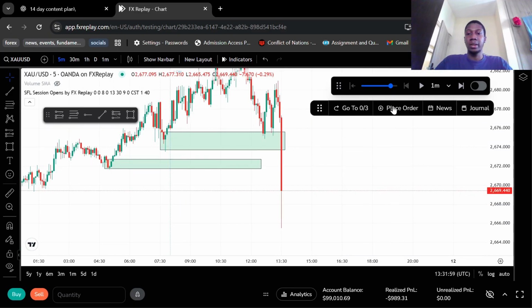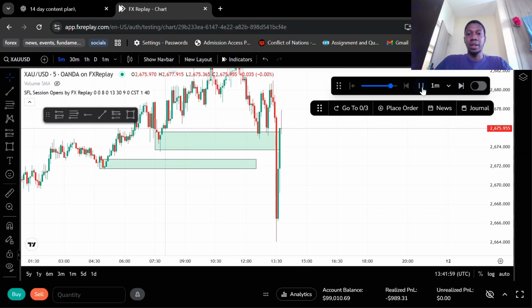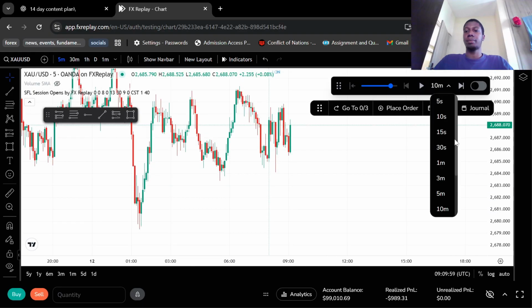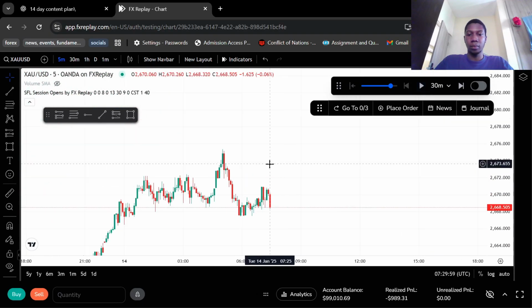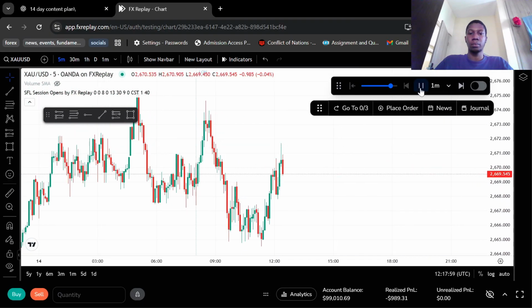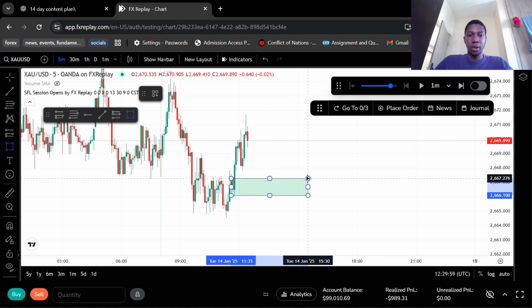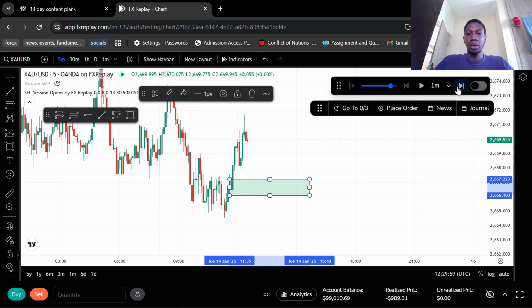So move on to the next day because I doubt we'll find any new setups. Okay, nice demand setup just formed right here. We get a nice rejection. I'm entering setup.